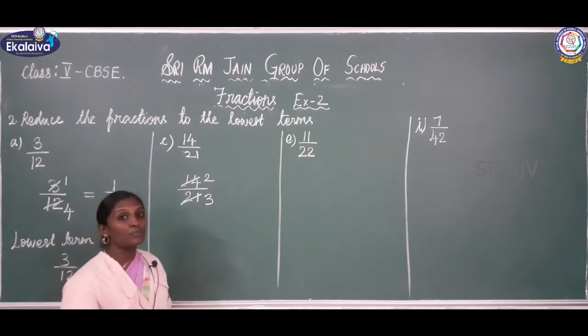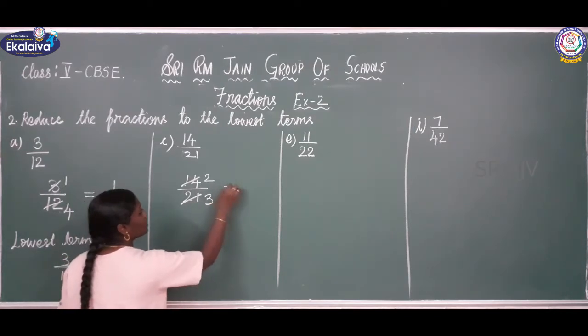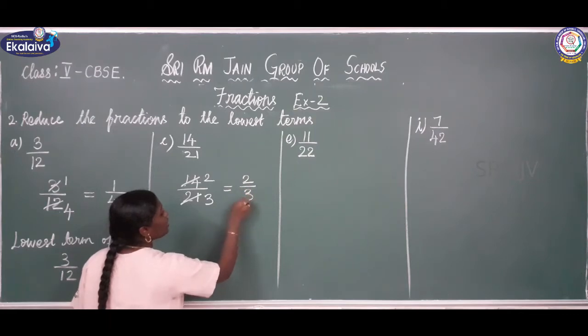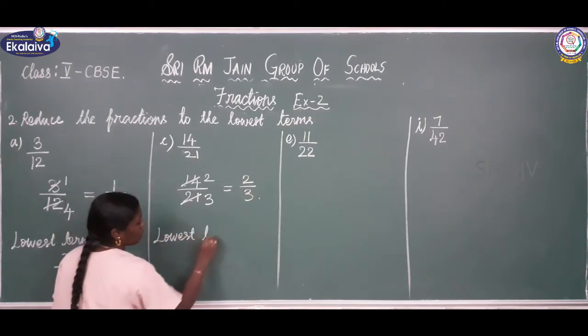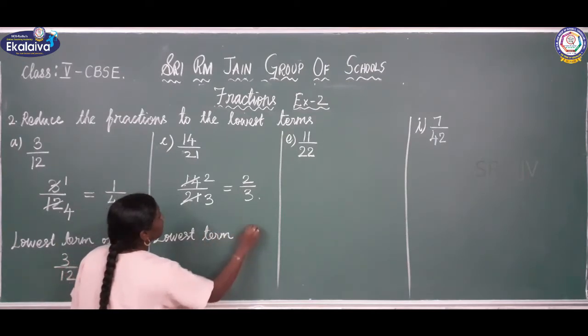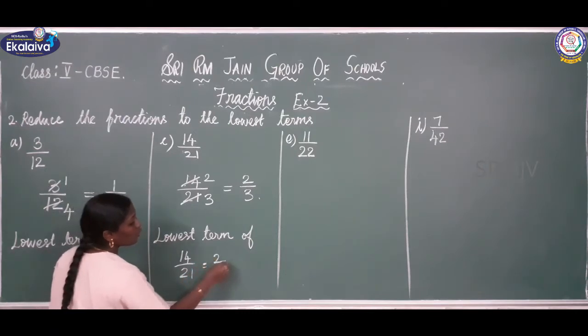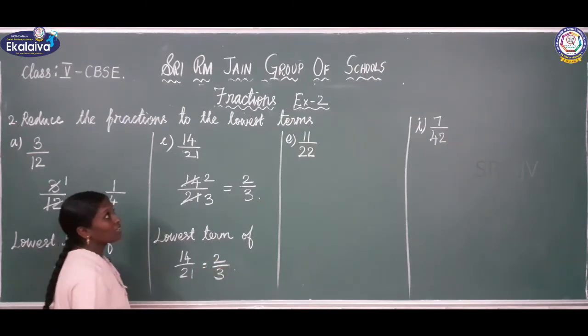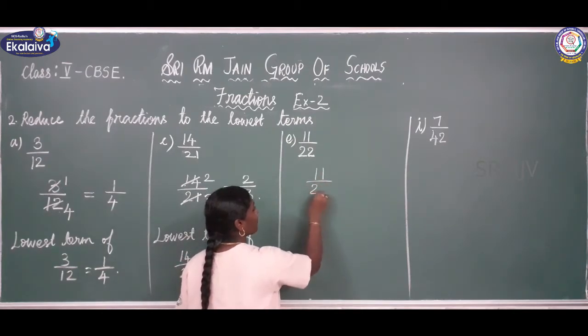2 and 3 are prime numbers. For these numbers, 1 is the only common factor. So, 2 by 3 is the lowest term. So, lowest term of 14 by 21 is 2 by 3. Okay. Then the next fraction is 11 by 22.